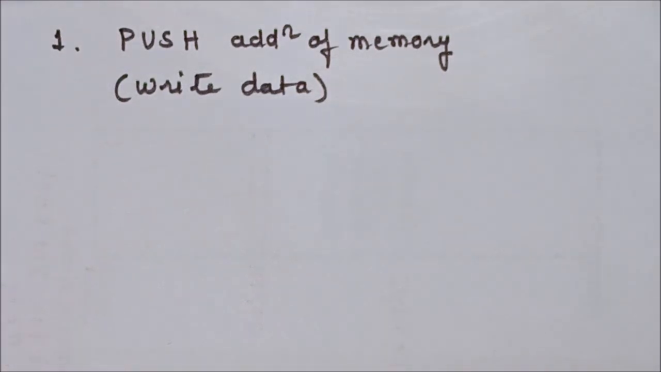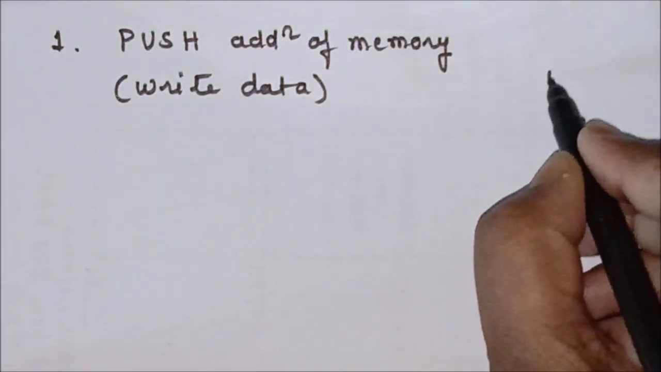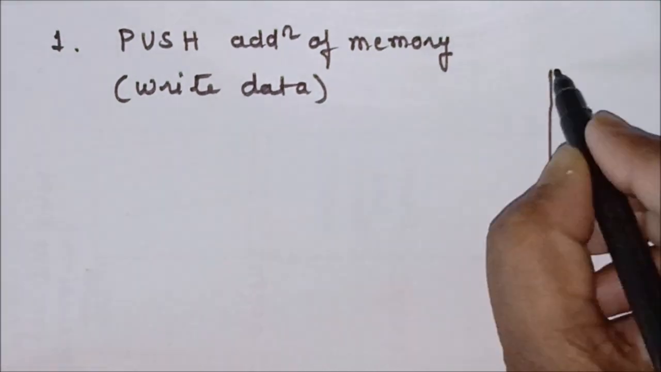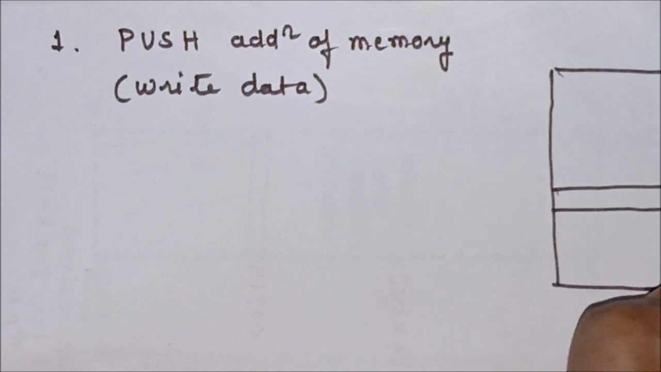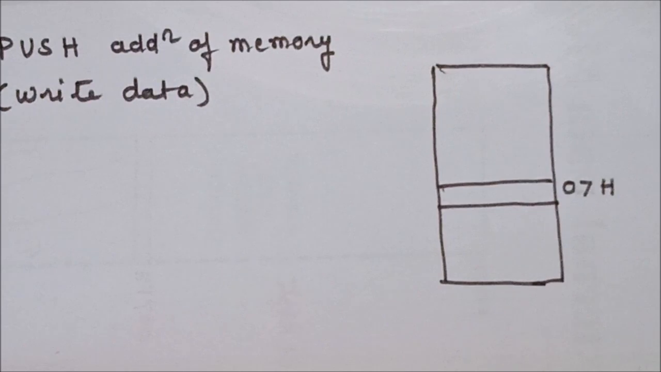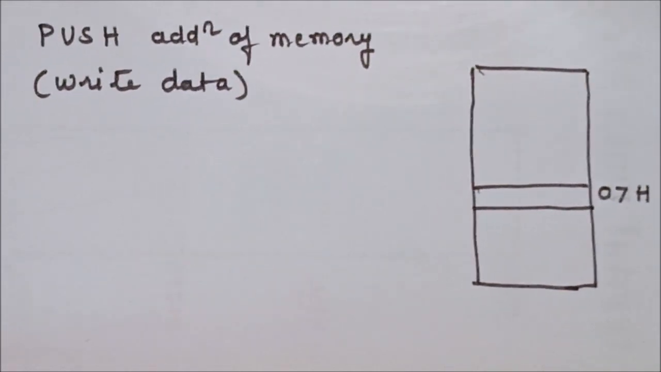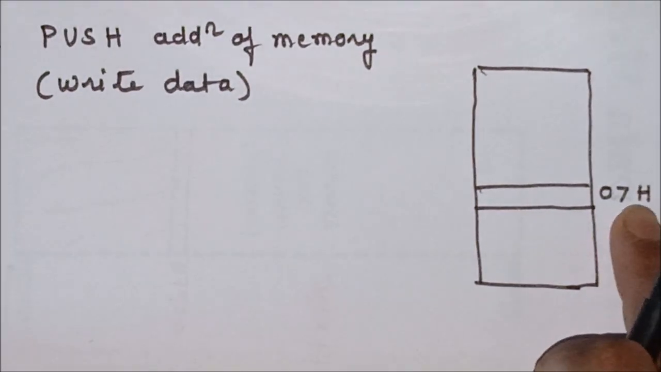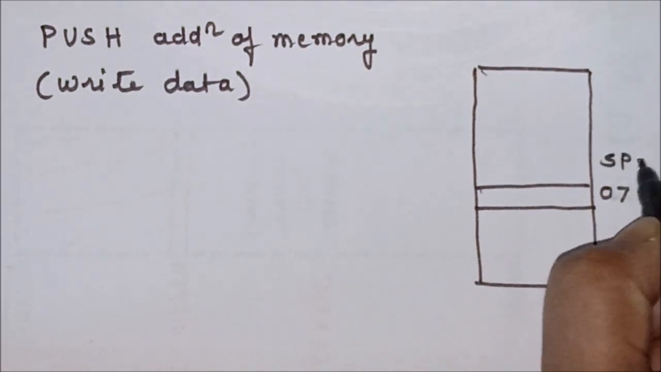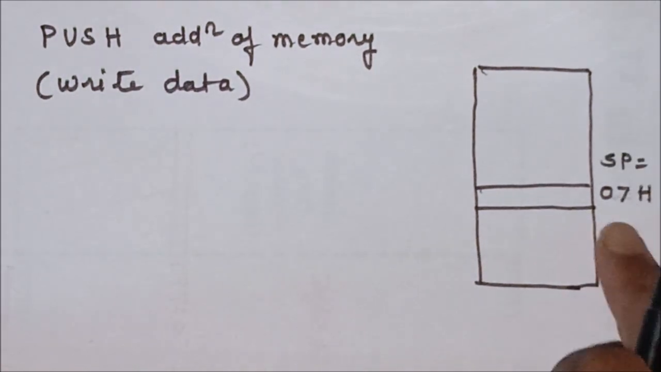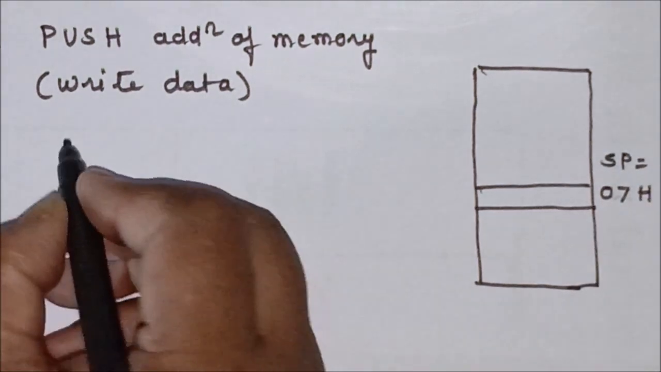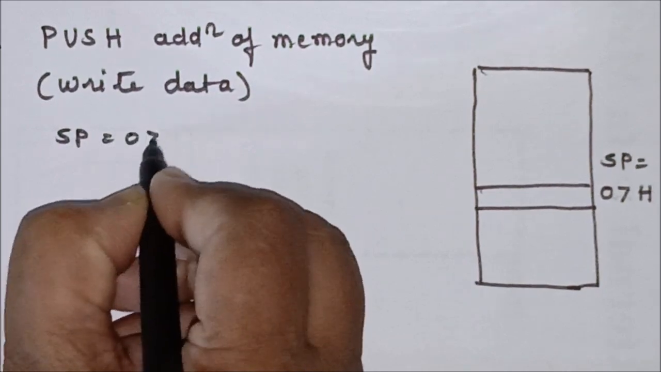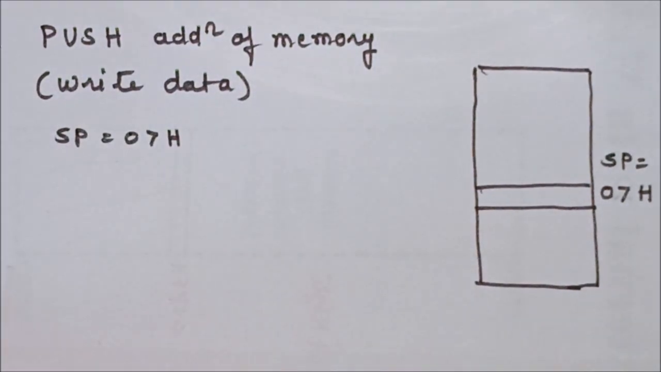When the microcontroller uses this push instruction, first it has to check where the stack pointer register is pointing. Suppose the stack pointer register is pointing to 07H. So the microcontroller has to check the position of the stack pointer register. Suppose the contents of SP in the default condition are 07H, so the stack pointer is pointing to this memory location.